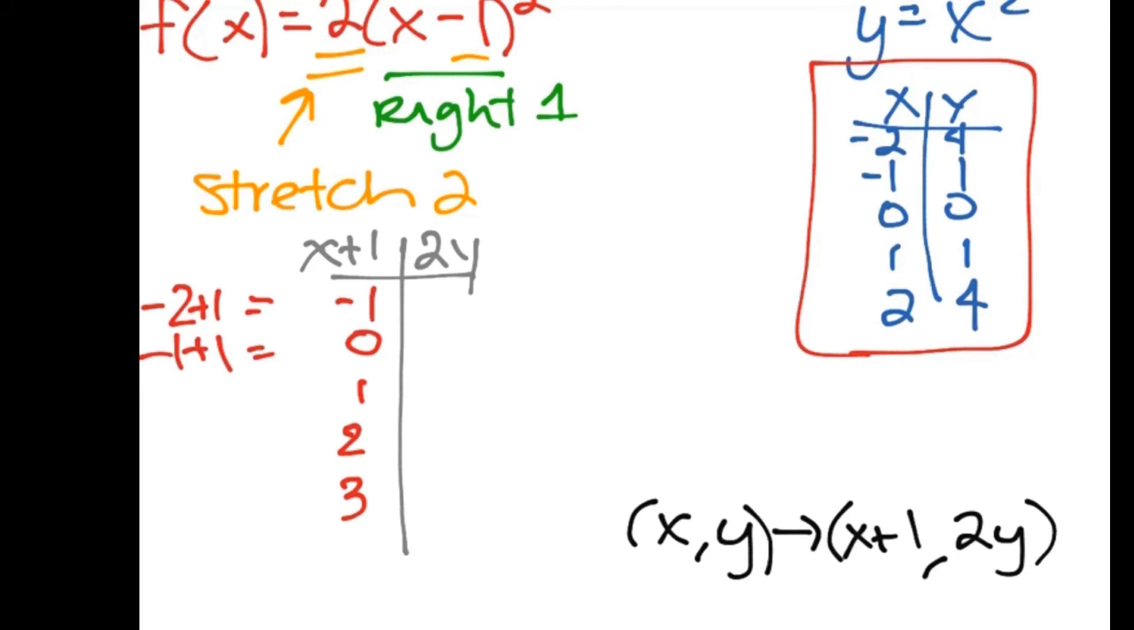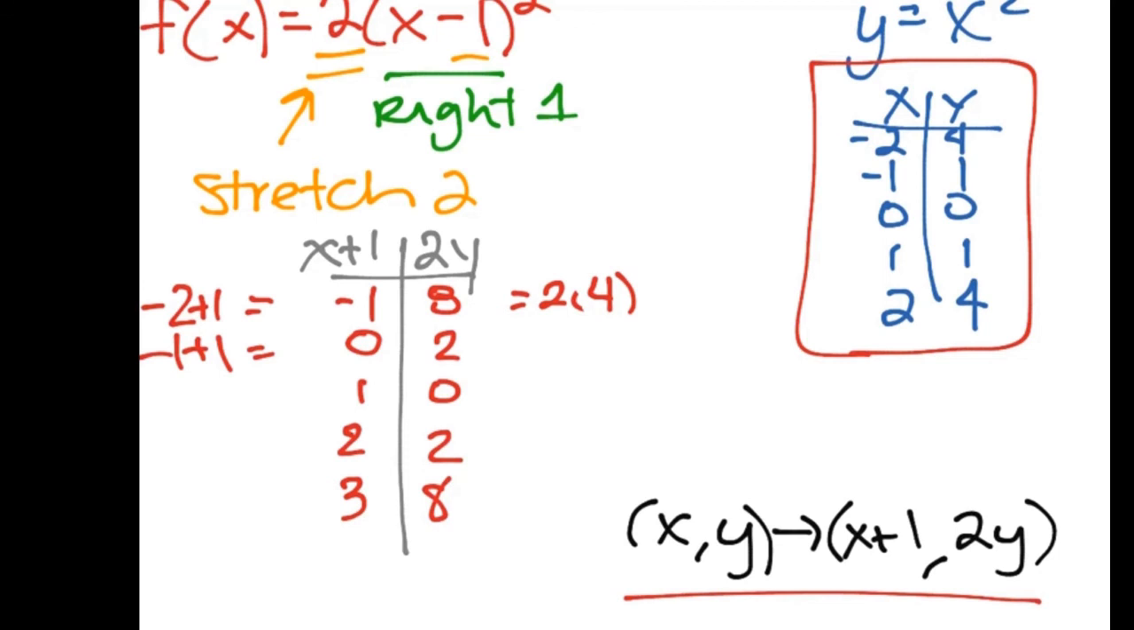On my y side, I have 4, 1, 0, 1, 4. I'm going to take those and I'm going to plug it into 2 times y. So 2 times 4 is 8. 1 times 2 is 2, 0 times 2 is 0, 1 times 2 is 2, and 4 times 2 is 8. And there you have it. You've got your rule, and you've got the new table that you could use and plug in to be able to graph this quadratic function.